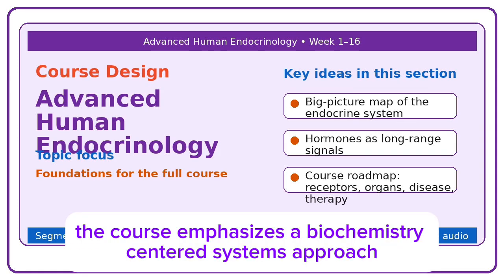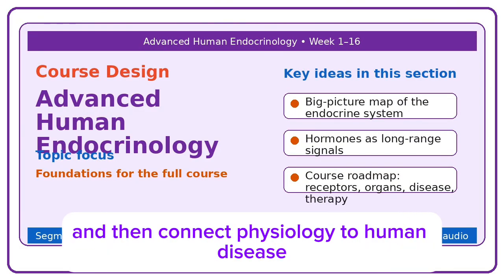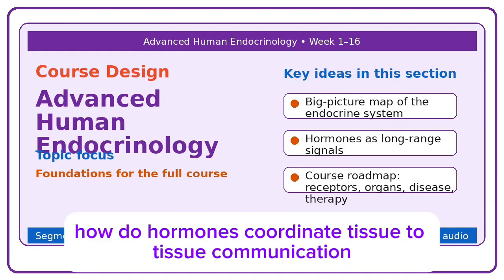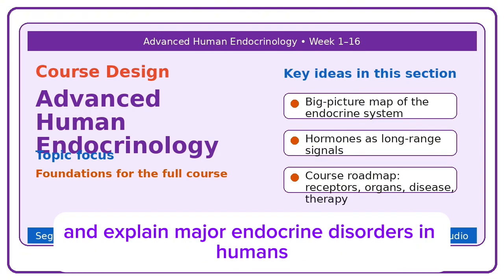The course emphasizes a biochemistry-centered systems approach. Students will connect molecular mechanisms to organ physiology and then connect physiology to human disease. Essential question: how do hormones coordinate tissue-to-tissue communication to maintain homeostasis, regulate metabolism, and explain major endocrine disorders in humans?